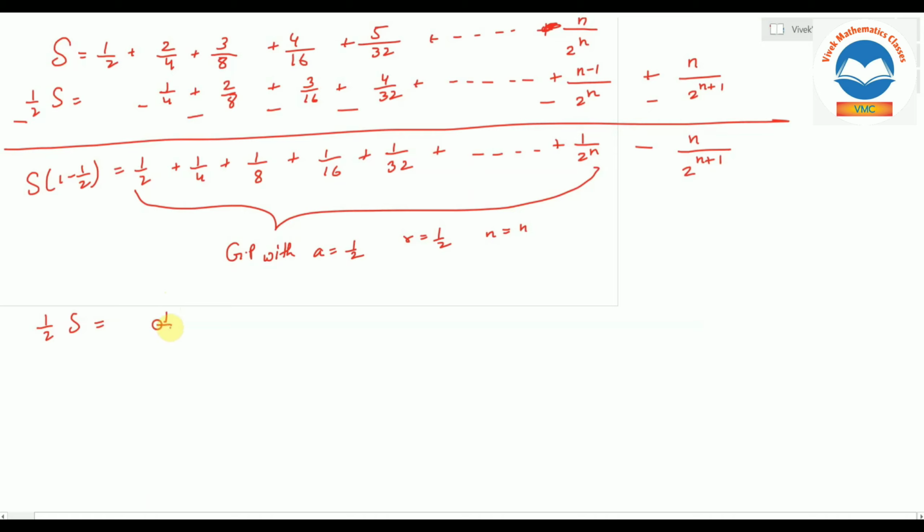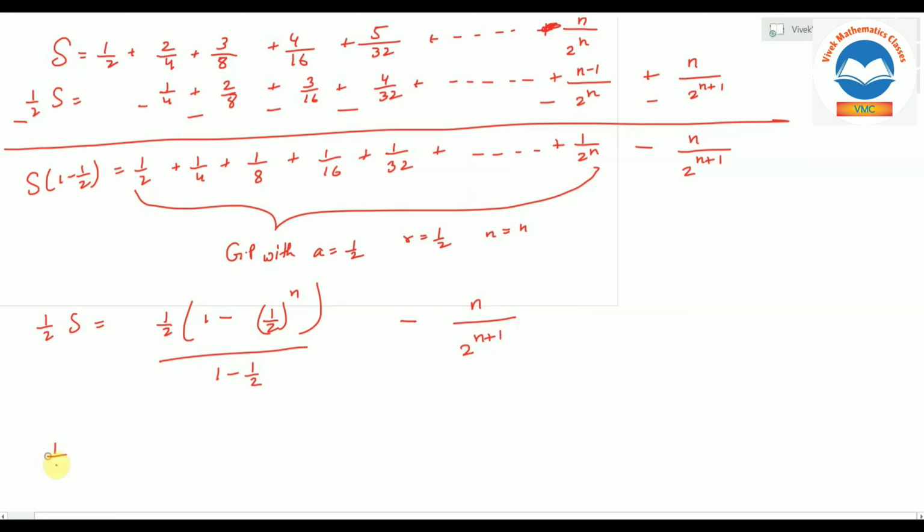So what is our A value? 1/2, bracket 1 minus r. R is what? (1/2)^n. Okay, divided by 1 minus 1/2. Okay, and here what we are getting? Minus n divided by 2^(n+1).